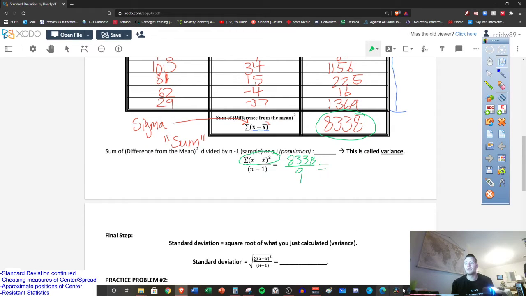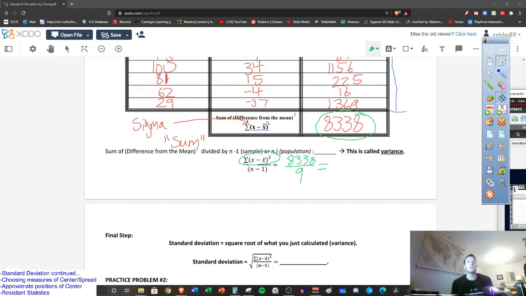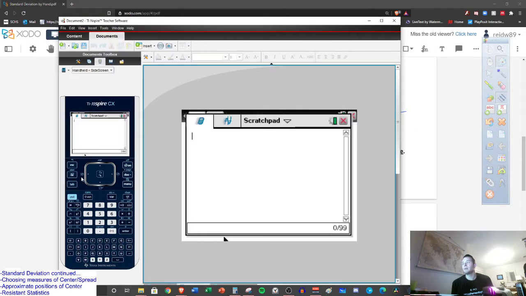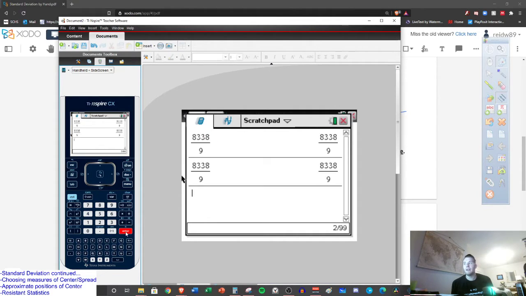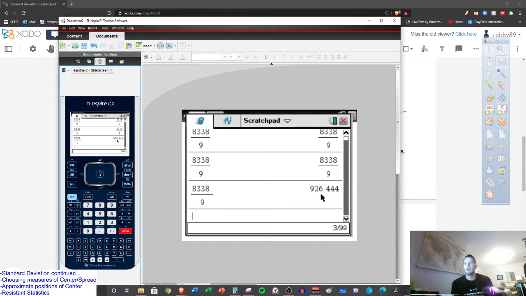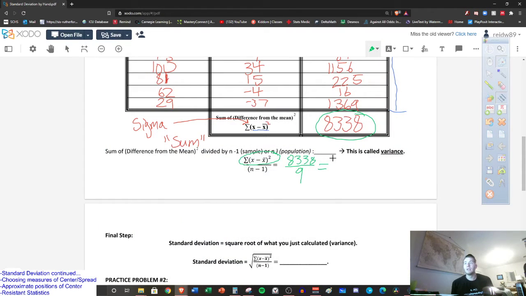Let's go ahead and do that division. I'm going to use the Inspire to actually do this. On my calculator, I want 8338 divided by 9. What you're going to notice is it will give me a fraction. If I keep hitting enter, it's going to keep doing that. A couple ways to do this. To get a decimal, you can just put a decimal on it and it will give you the value. We want 926.444, and I believe that 4 is repeating. So we're going to put 926.4. Hold on, let me start.